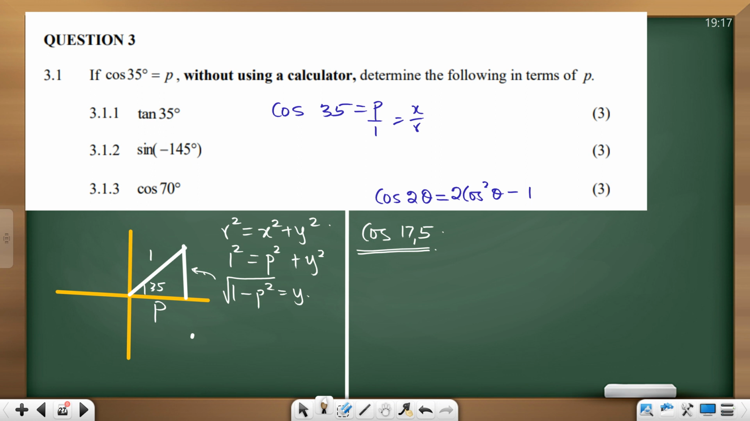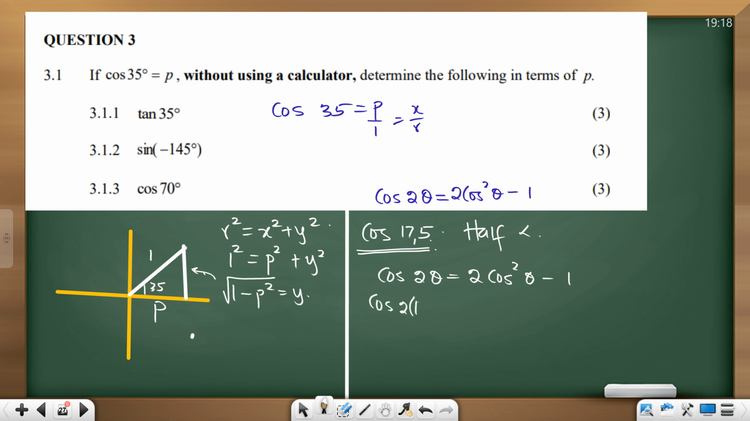Okay, this is called half angle now, because the other one was double angle. Now we have half the angle. How do we do this? Please watch this. Half angle. We're still going to use this formula. Cos 2 theta equals 2 cos squared theta minus 1. But my theta is now 17,5.